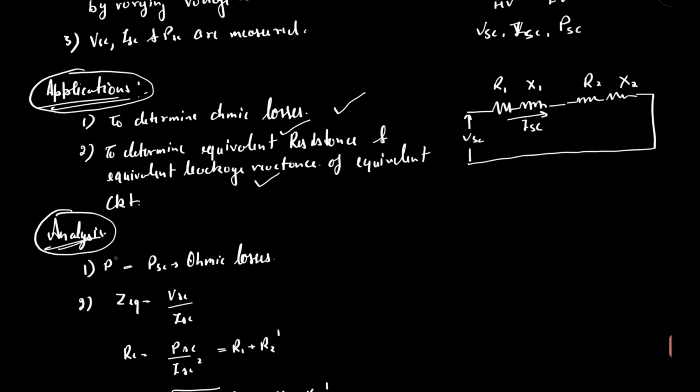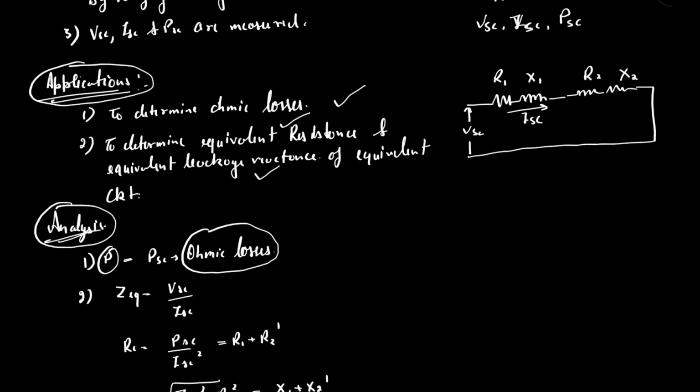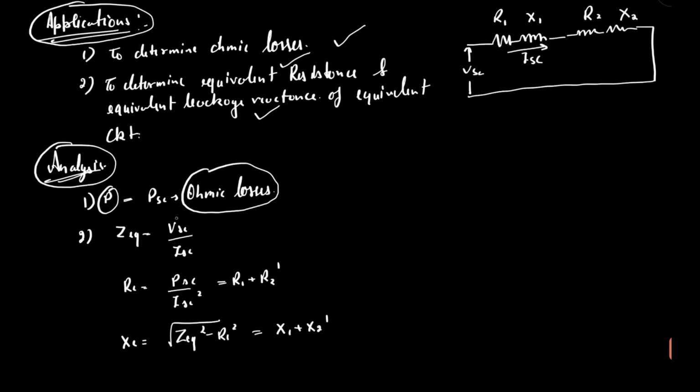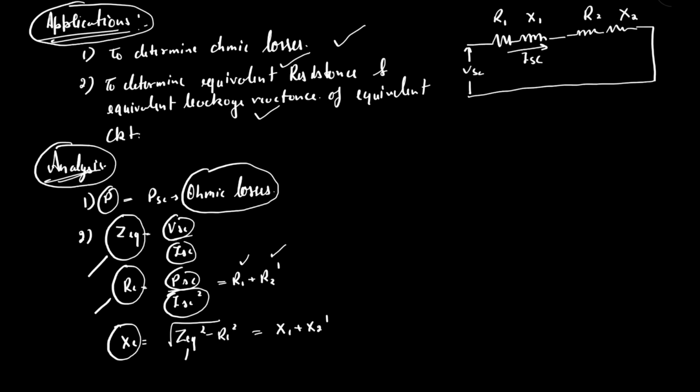First of all, the power which is obtained during this condition is directly equal to the ohmic losses of the transformer. The second step is that with the help of VSC and ISC we can obtain the equivalent impedance. And we can also obtain the equivalent resistance by dividing this power by the square of the current. So this is equal to R1 plus R2 dash, and once we have impedance and resistance, we can easily find out the reactance, which is the square root of Z equivalent squared minus R equivalent squared. And this is equal to X1 plus X2 dash.